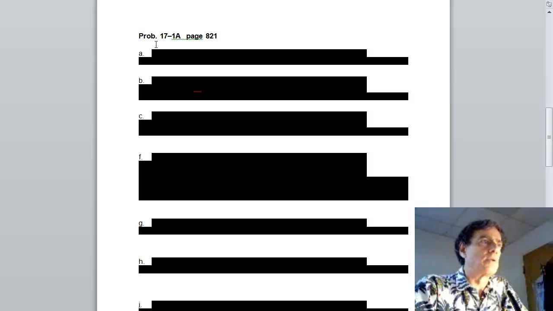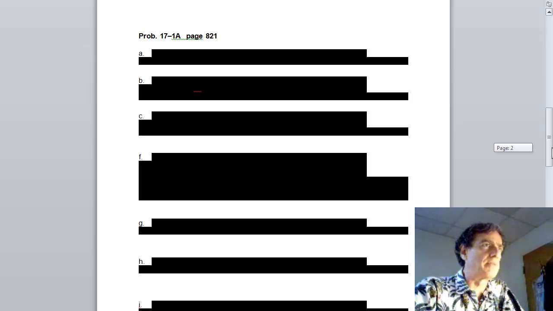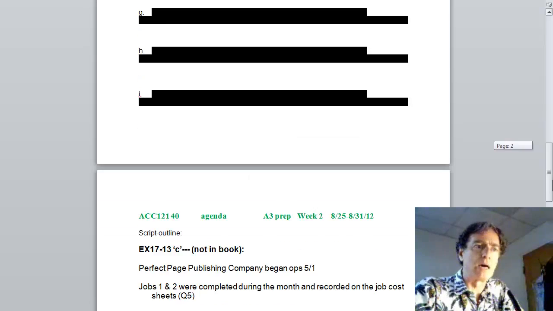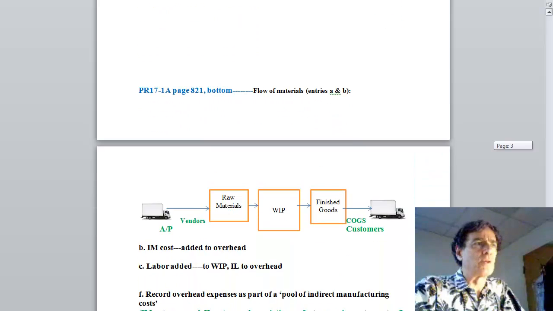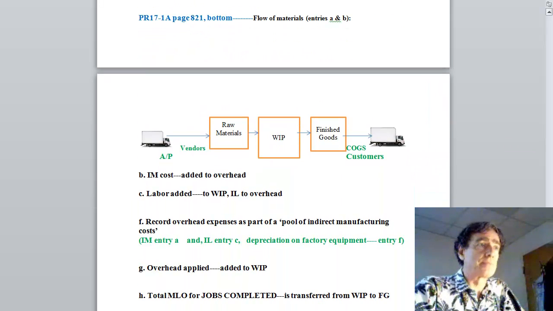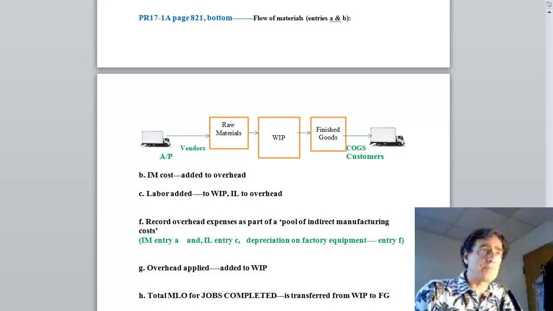Okay, so the other problem that you have to work on for homework, assignment 3, is 17-1B, problem 17-1B. So we're going to do problem 17-1A on page 821 as a similar problem to that. Okay, so I'm going to scroll down here. Hopefully you can see this. And again, you should have the file.